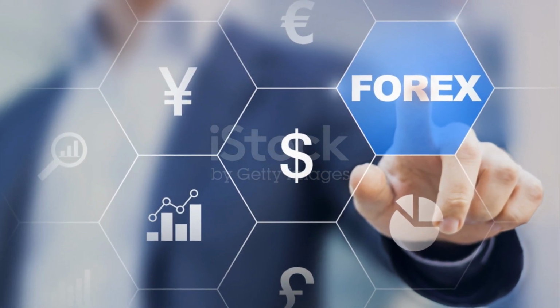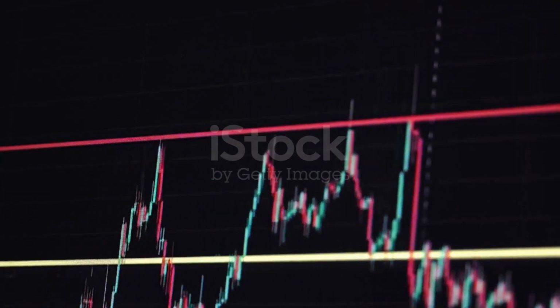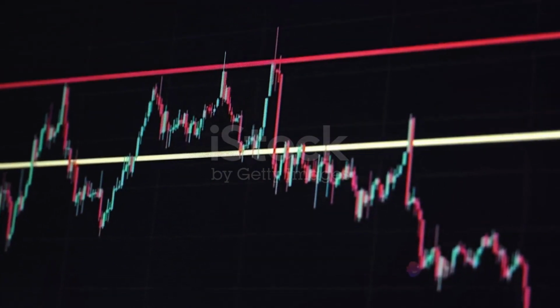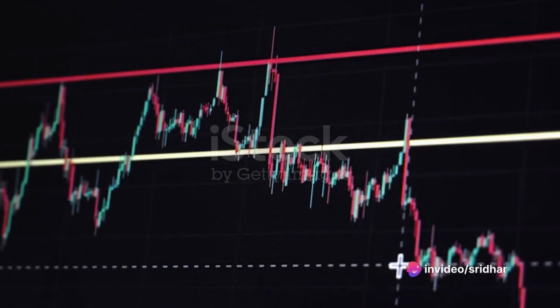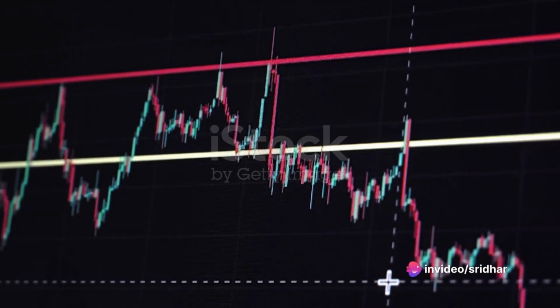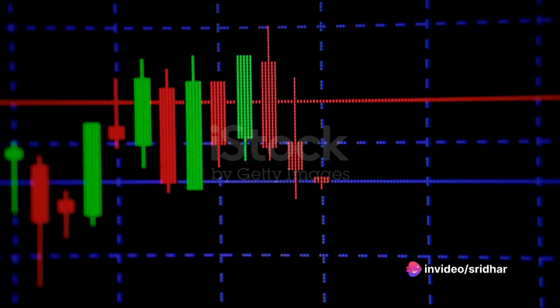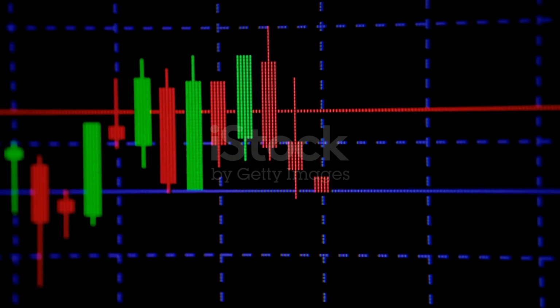But what if the price doesn't bounce? What if it breaks through the trend line instead? This could signal a trend reversal. It might be time to exit trades that rely on the continued trend and potentially look for trades in the opposite direction. Remember, trend lines aren't foolproof.